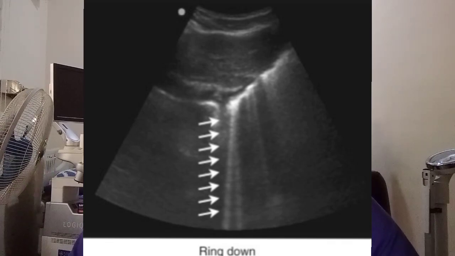Commonly, it is seen deep to a collection of gas in the stomach and duodenum. It can also be seen in gas-forming abscess or posterior to air in the biliary tract. Because it is caused by air bubbles, it is usually transient. Now, ring-down artifacts cannot be eliminated, but can be decreased by decreasing the overall gain.